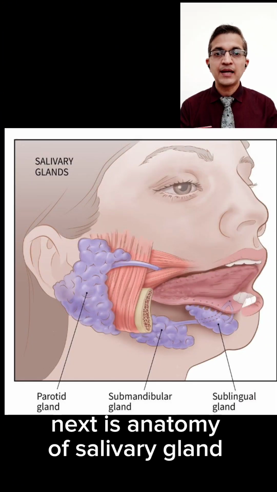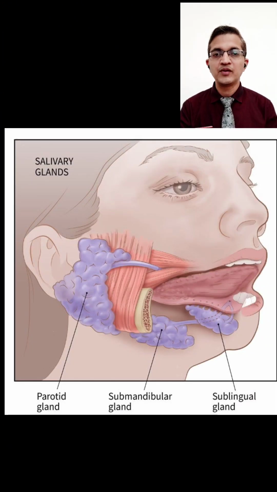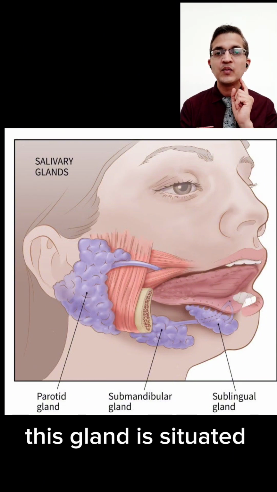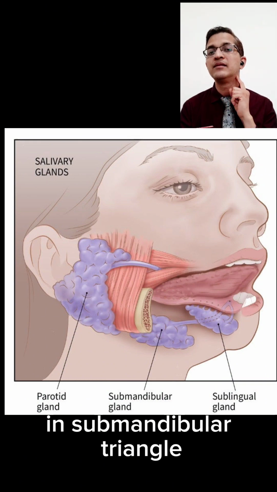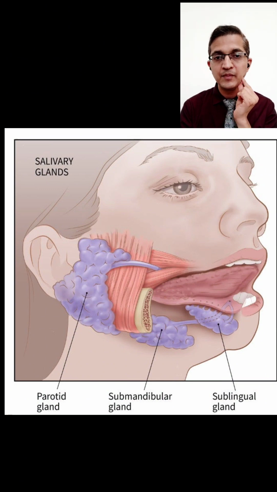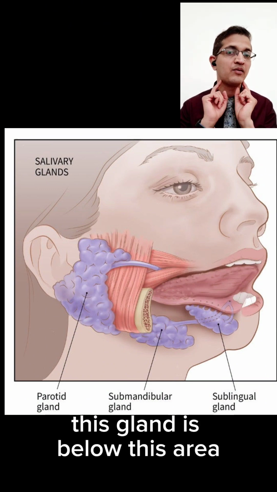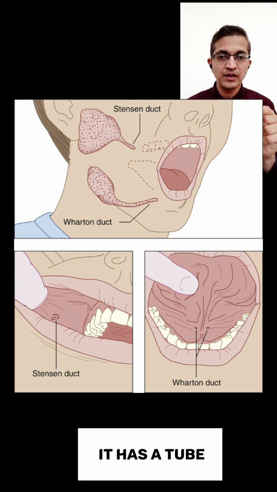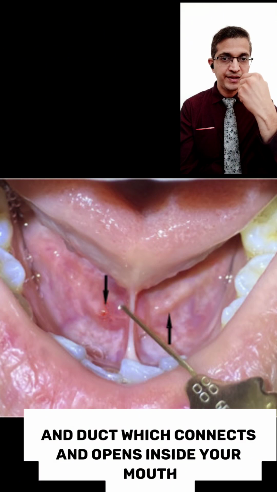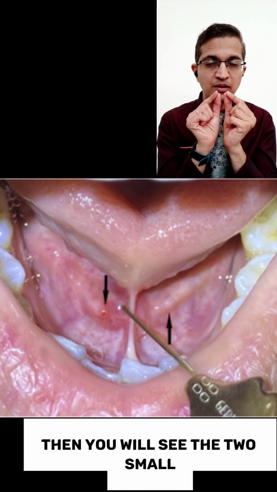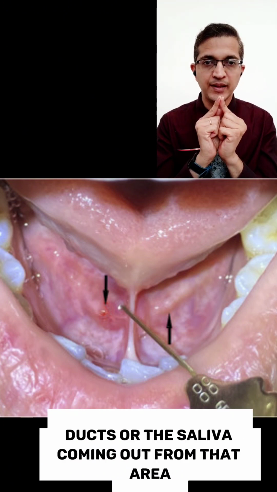So now the next thing is the anatomy of the salivary gland. First I am going to talk about the submandibular salivary gland. This gland is situated in the submandibular triangle, in this area. The submandibular triangle is behind the mandible. This is called the mandible bone and this gland is behind or below this area. It has two parts, a superficial and a deep lobe. It has a tube, a duct, which opens inside your mouth just below your tongue. If you open your mouth and raise the tongue up, you will see two small ducts and the saliva coming out from that area.